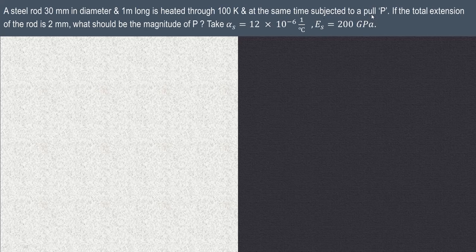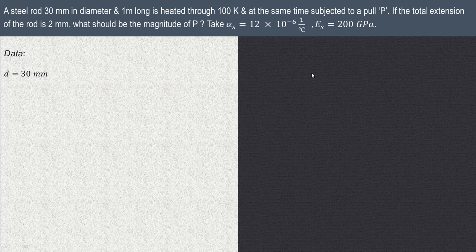So simultaneously there will be a free expansion and there will be a deformation due to load P or pull P. If the total extension of the rod is 2 mm, that is the thermal expansion or free expansion and the deformation due to pull P, that total extension is 2 mm, what should be the magnitude of force P? Take alpha for steel as 12 into 10 raised to minus 6 per degree centigrade, and modulus of elasticity for steel material is 200 GPa.